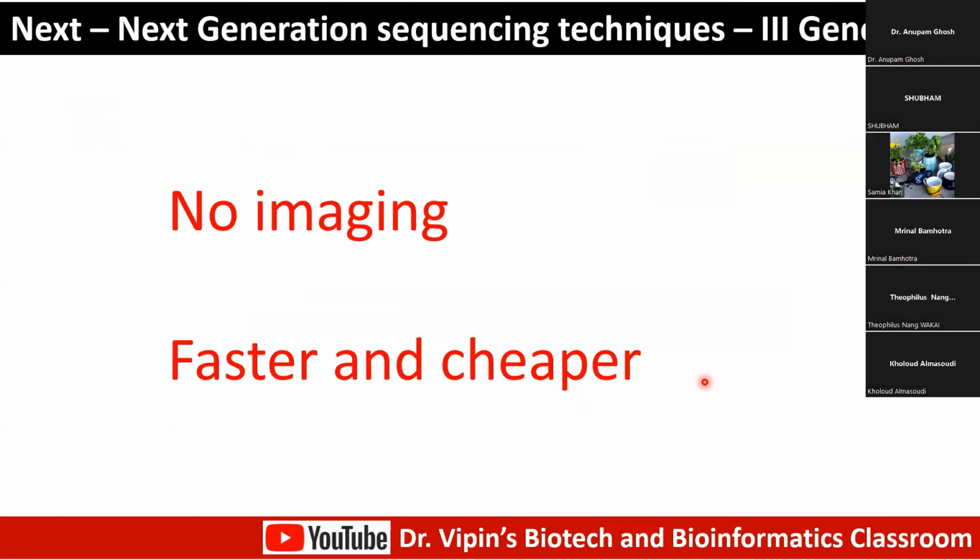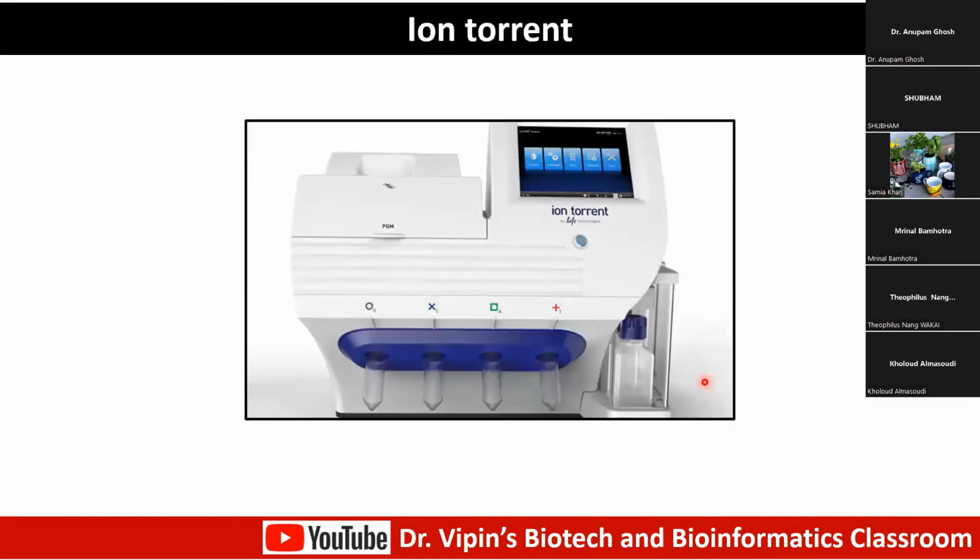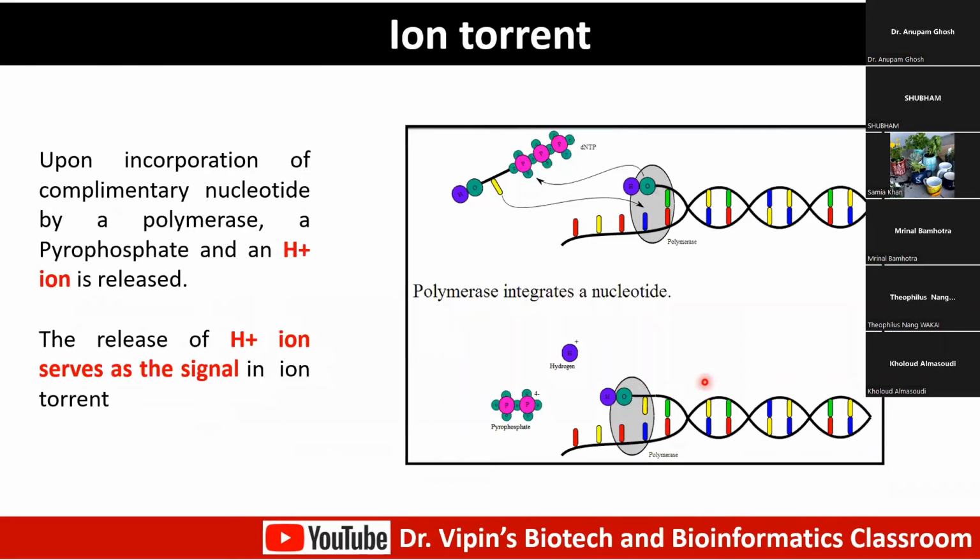Next, we come to the next generation sequencing techniques, the third generation. Here there is no imaging, and because there is no imaging, these are faster and much cheaper as compared to the second generation. And here we have one that is Ion Torrent, and this is an Ion Torrent machine here. If you look at the basic idea of Ion Torrent, I showed you in the incorporation of a nucleotide via DNA polymerase. As the nucleotide gets incorporated, you have the release of a hydrogen ion. So instead of checking for fluorescence, this machine checks for whether there has been a decrease in the pH upon incorporation of one type of nucleotide, right?